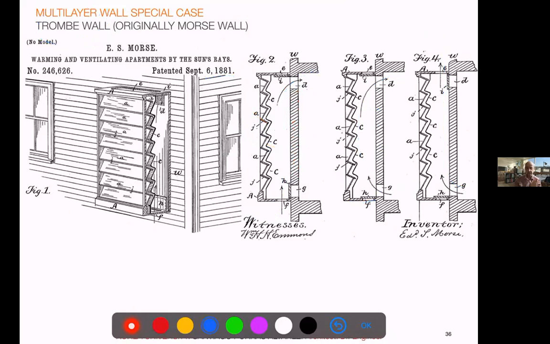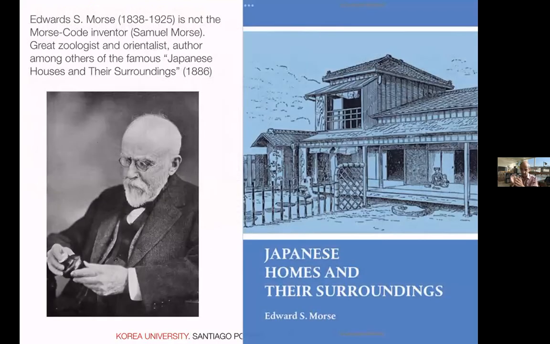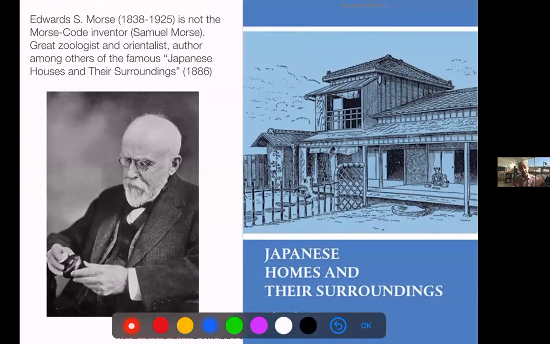Just out of curiosity, this Morse is different from Edward Morse, from the Morse code inventor. He was a biologist, a zoologist, but he wrote one of the most famous books on Japanese houses with great drawings, which is embarrassing, that a zoologist makes a better book on architecture than architects.